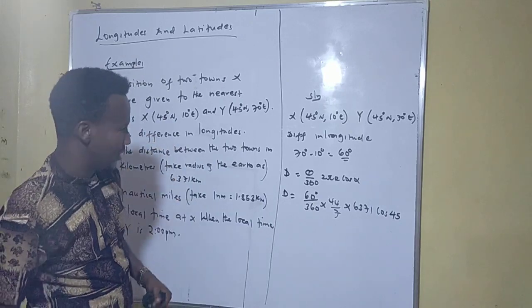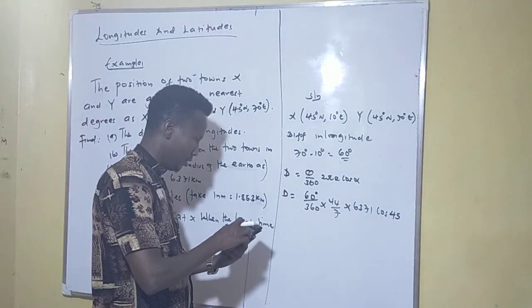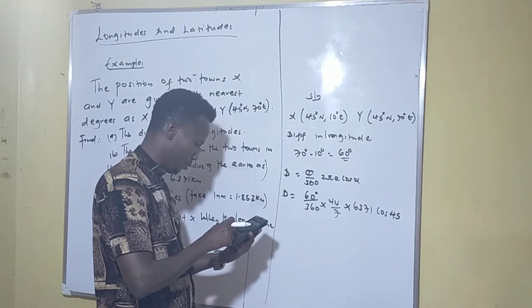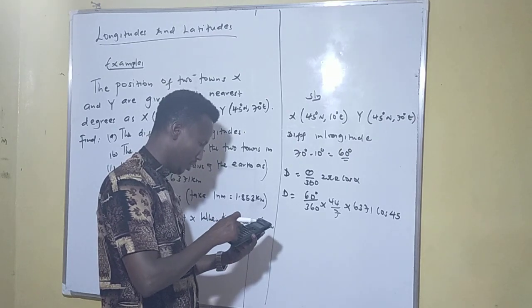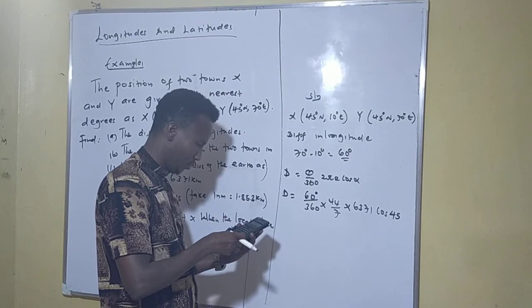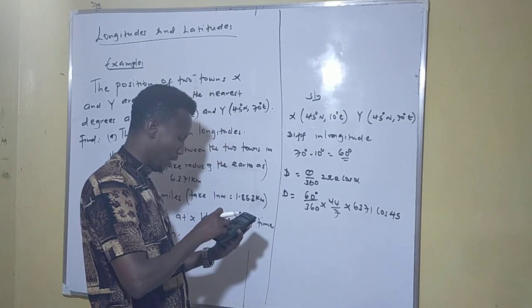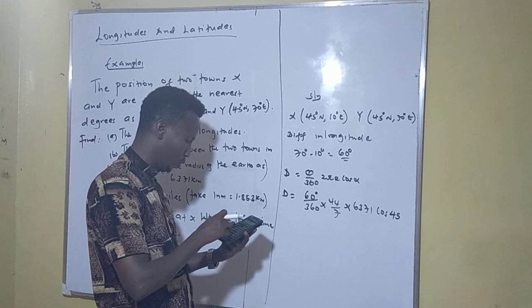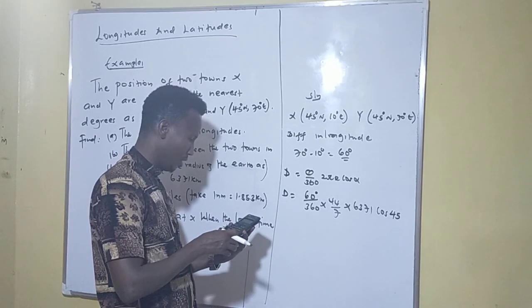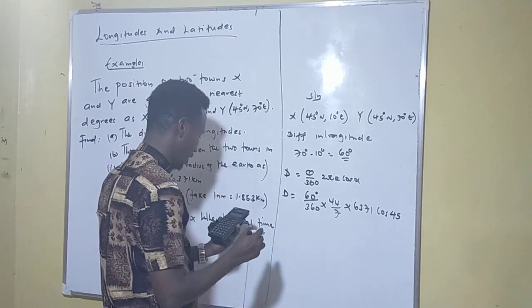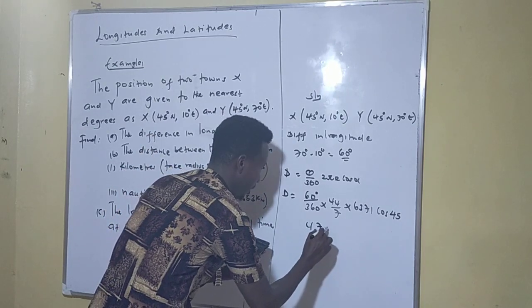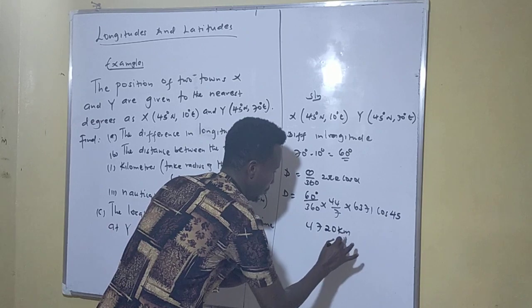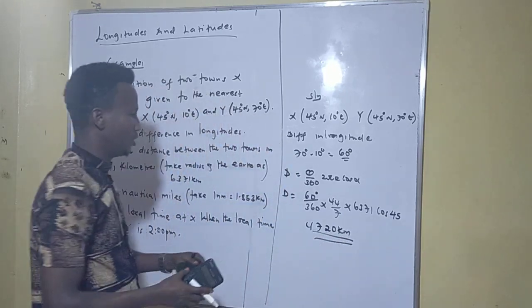So get your calculator. What you do, say like this: 60 times 44 times 6371 cos 45, divided by, open the bracket, 2520, which is the angle we are looking for. It is now roughly 4720 kilometers. Okay, 4720 kilometers.